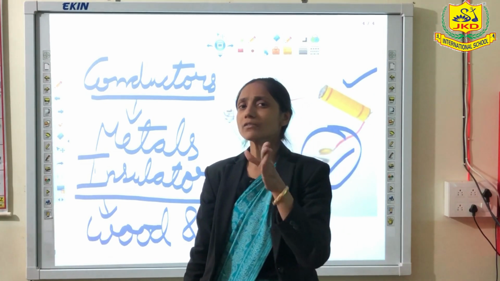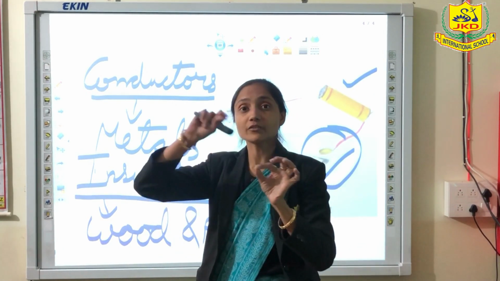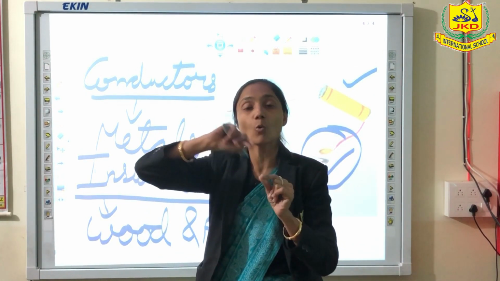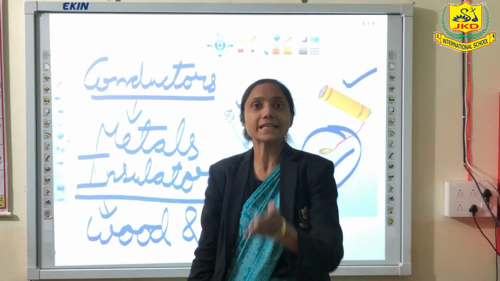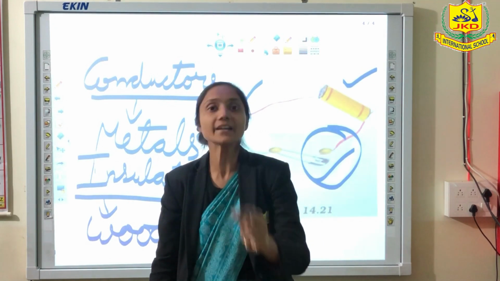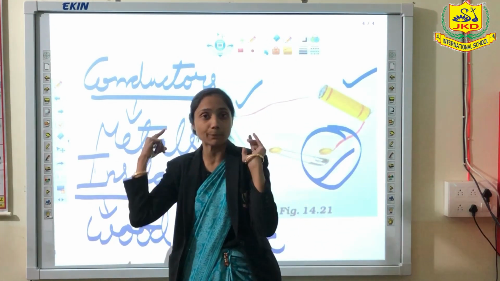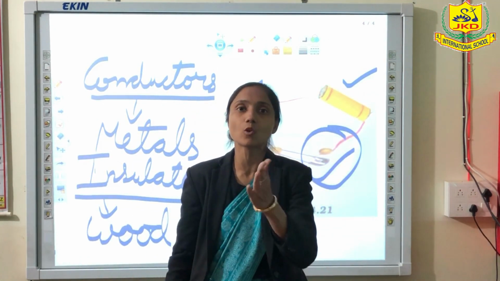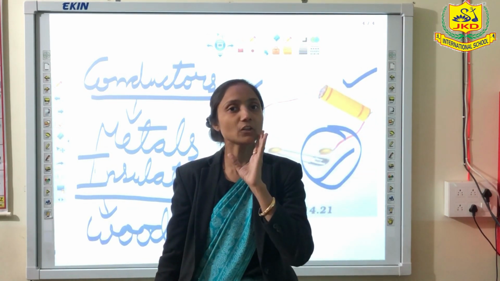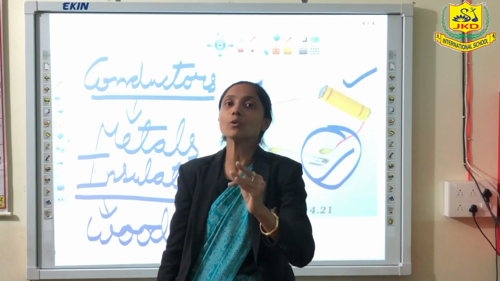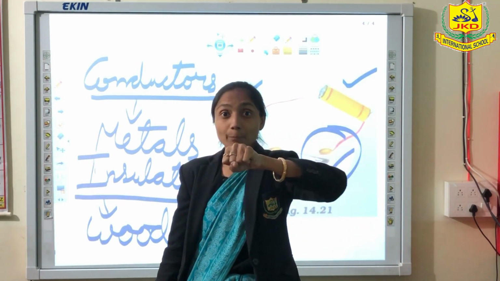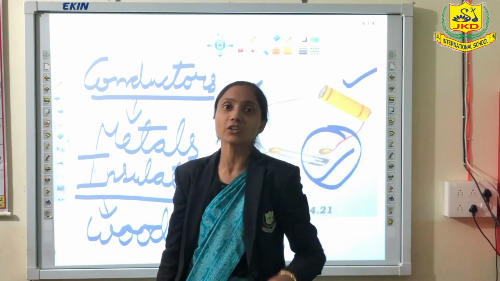I think you have seen the wire. On that wire, the coating which you have seen is a rubber coating. So rubber is also an insulator. That's why it is coated on that particular metallic wire, whether it is a copper wire or iron wire. Due to that coating, we are preventing ourselves from electric shocks.